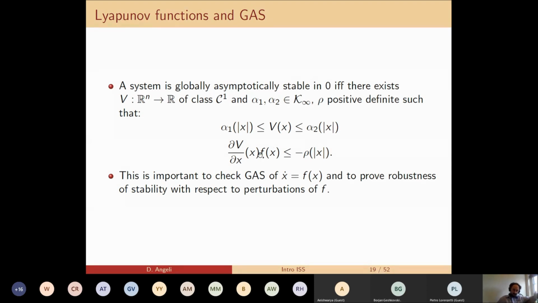And the advantage of this condition is that, at least in theory, if one knew how to choose V of x, it could be verified just by checking these inequalities pointwise, state by state, taking all possible values of x, and without integrating solutions, so without explicit knowledge of solutions. And this type of result is also important because it gives us some kind of robustness of behavior with respect to perturbations, for instance, of our vector field F.